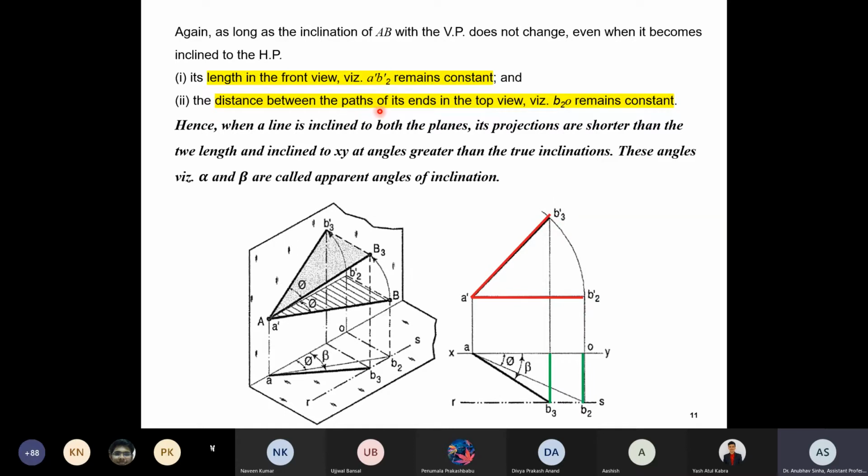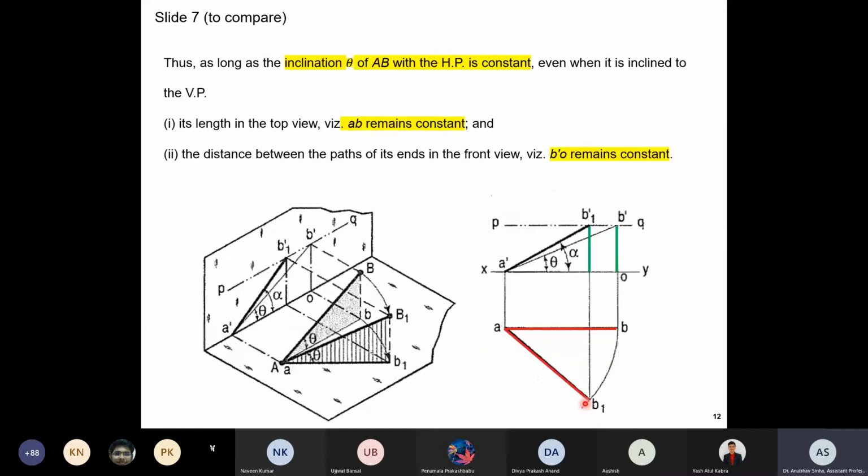Distance between the paths of its end in top view: in top view, we see two projections, AB2 and AB3. The distance of B2 from this line XY will remain constant, which is shown in green, so these two will be the same. I can draw a line RS which will be parallel to XY, and on this line I will vary these two points. Just to compare with the previous discussion.